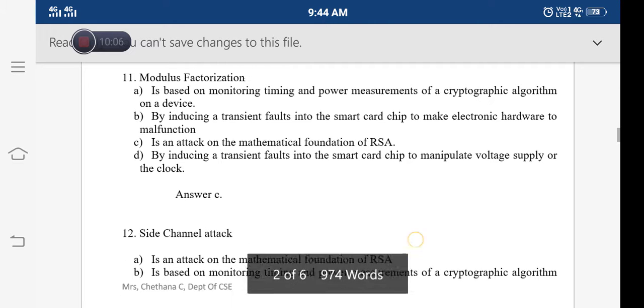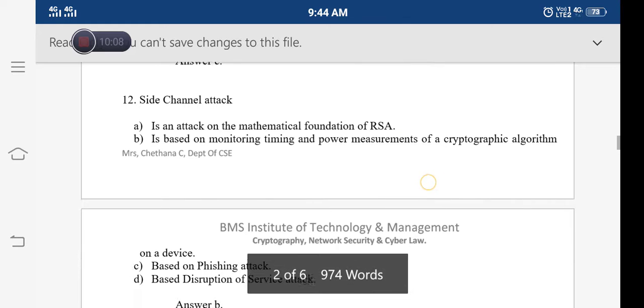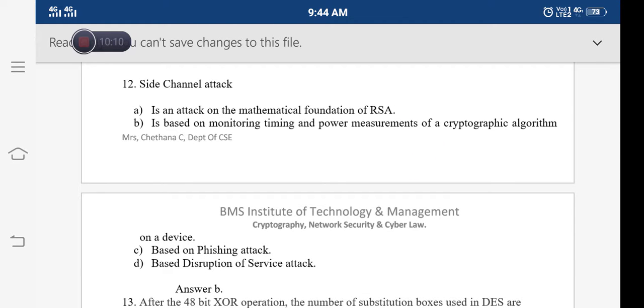Next, side channel attack. A side channel attack can be performed in various ways. One is based on monitoring timing and power measurements of cryptographic algorithms. We know the pseudocode for this also, that is, how the square and multiply operation will be performed.